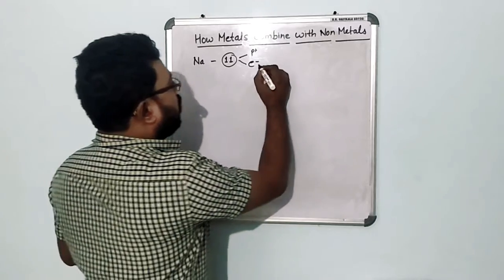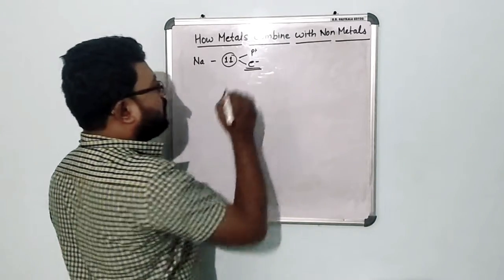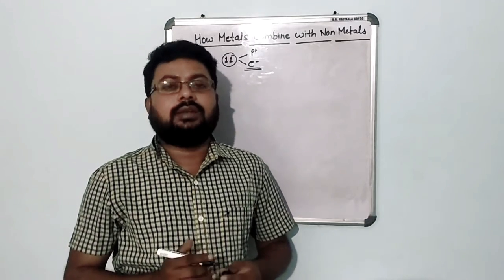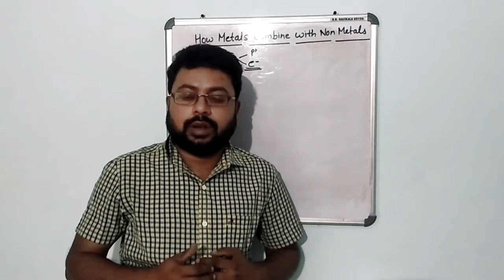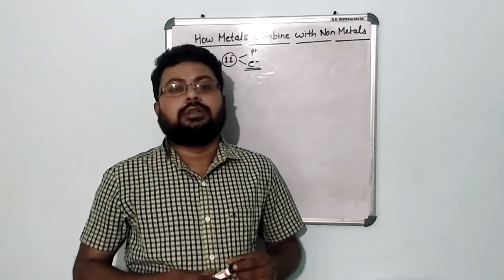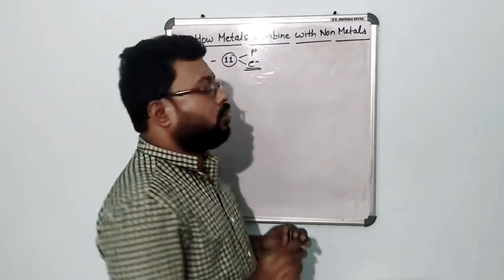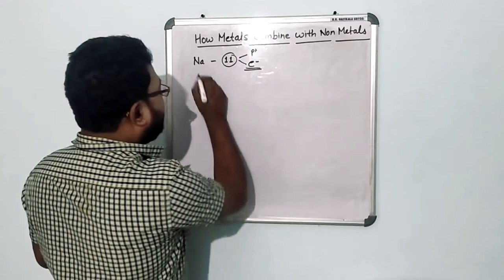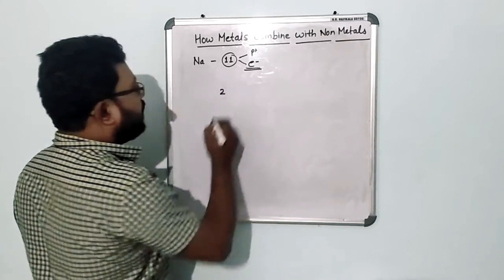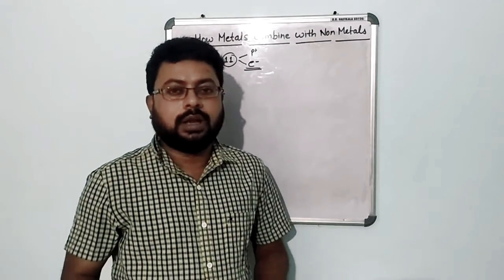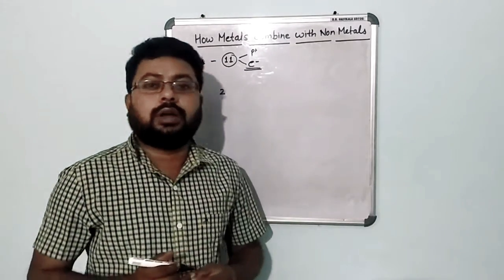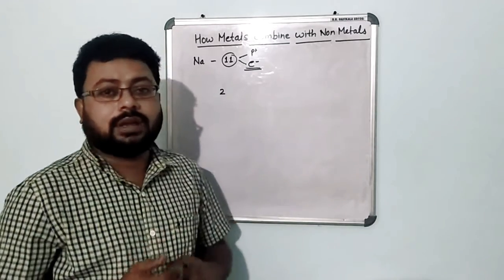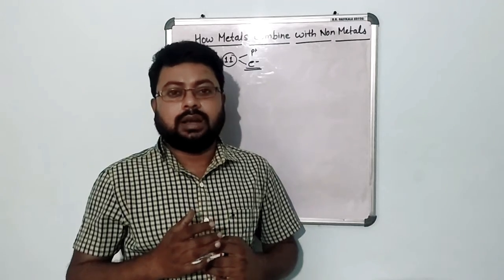Now when I am talking about the electronic configuration, I am talking about the distribution of electrons. And when I am talking about the distribution of electrons, we have to follow the Bohr-Bury scheme. According to this, the first shell of any element will have how many electrons? 2 electrons. So sodium will also have 2 electrons in the first shell. Now how many electrons are left? There are 9 electrons left.